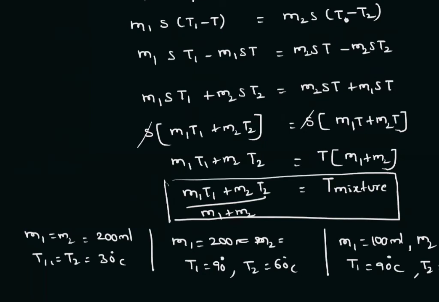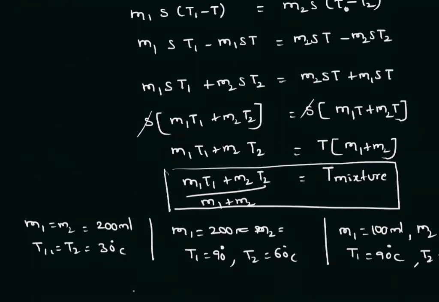Just substitute these M1, M2 and T1, T2 values in the above formula, and you will get the T mixture values. T mixture means the temperature of the mixture. When you mix the first one and the second one, the final temperature is going to be in this. So substitute this and you will get the answer, right? Whatever values of M1, M2 you are going to get.